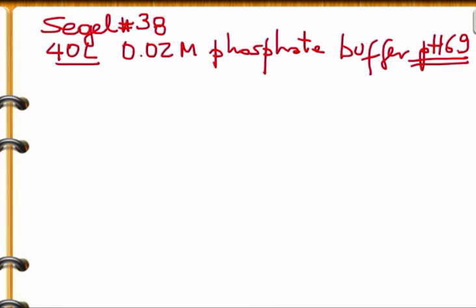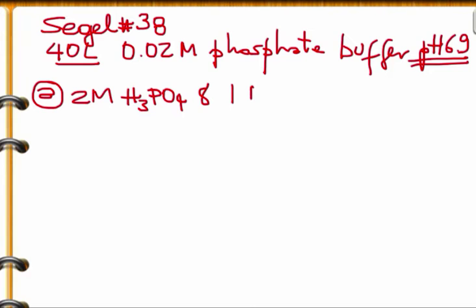All these problems ask you to describe the preparation of 40 liters of a 0.02 molar phosphate buffer solution, pH 6.9. In A, we are starting with a 2 molar phosphoric acid solution and a 1 molar KOH solution. That's for A that we start now, and the other problems are going to refer to this one, so I don't have to be repeating the same thing again. So 2 molar phosphoric acid and 1 molar KOH.